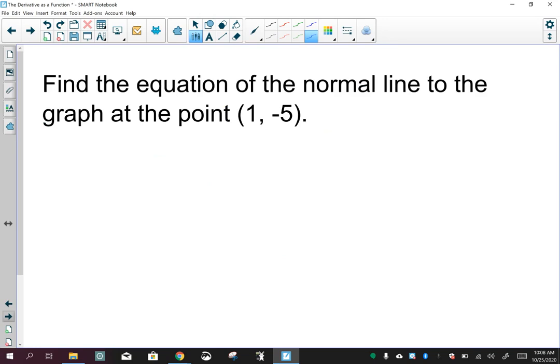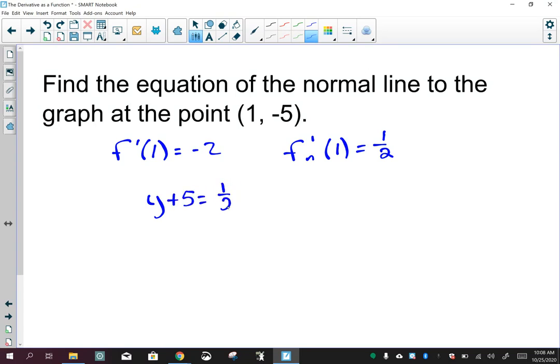Now let's look at the normal line. We know that the slope at 1, if I remember correctly, was -2. So the slope of the normal line is, flip and change the sign, 1/2. So then this is y plus 5 is equal to 1/2 of x minus 1. And leave it alone, because I did not tell you to put it in y equals form. Okay?